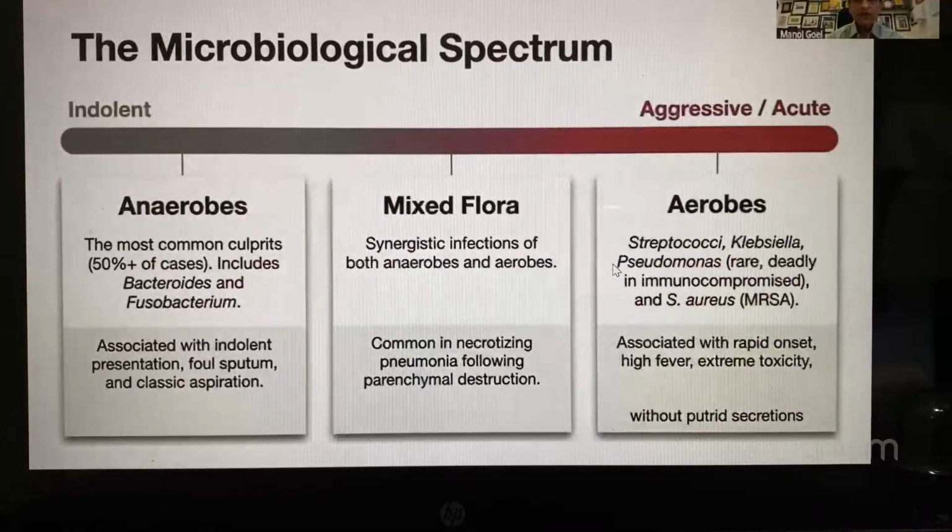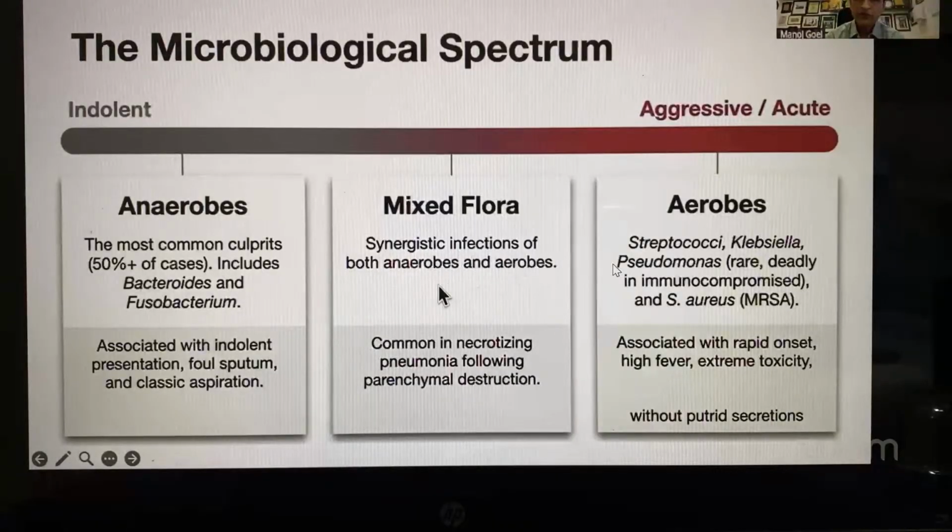Coming to the microbiological spectrum, the necrotizing infection can be caused by anaerobes, aerobes, and mixed flora. The anaerobic infection is most commonly caused by Bacteroides and Fusobacterium. These are very common anaerobic infections, and they are associated with an indolent presentation, foul-smelling sputum, and a classical history of aspiration, whereas the aerobes would present with a more aggressive and acute presentation, and they are associated with rapid onset of high-grade fever, extreme toxicity, and many a time these patients do not have any putrid, foul-smelling sputum. The commonest aerobes include Streptococcus pneumoniae, Klebsiella, Pseudomonas, and Staphylococcus aureus, and these can be deadly, especially if the patient is immunocompromised.